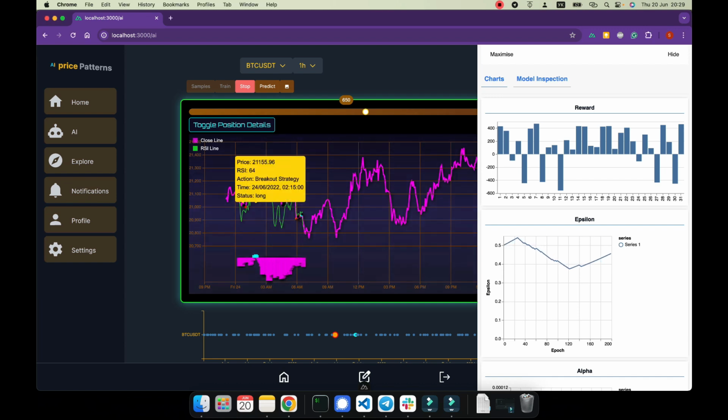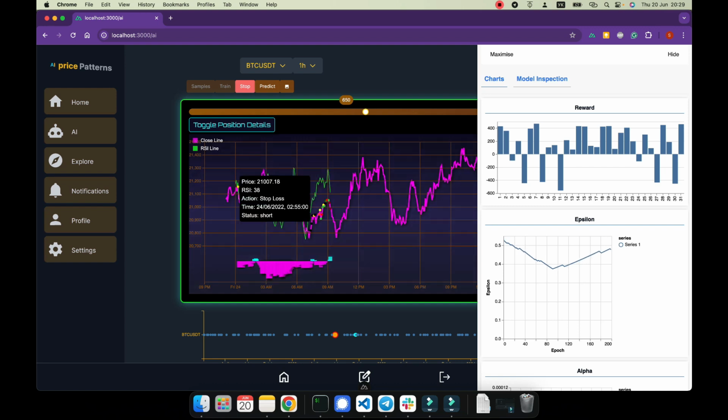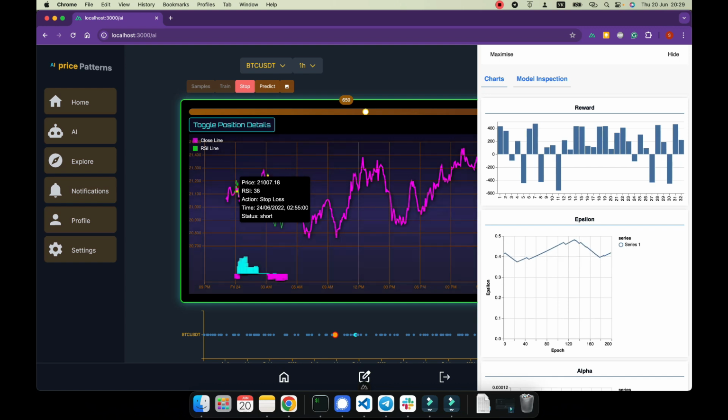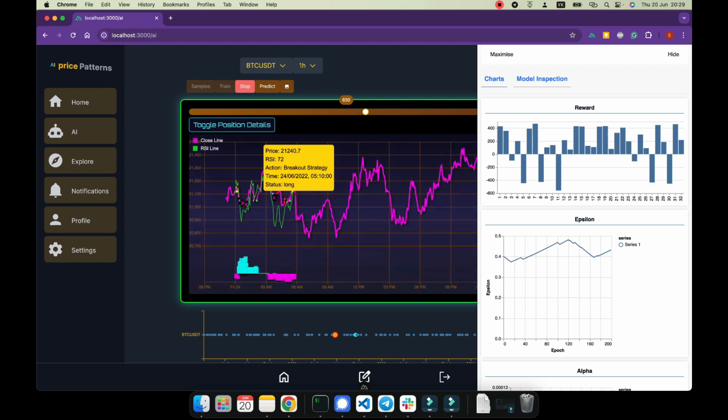For example, you see this strategy trying to trade using a breakout strategy, and this is a long position. These black points are a stop loss. Next, the strategy tries to trade another point. Okay, it's working in a real-time stream. Right now, it has about 11 different actions with different strategies.